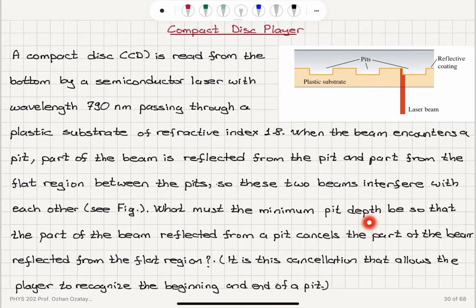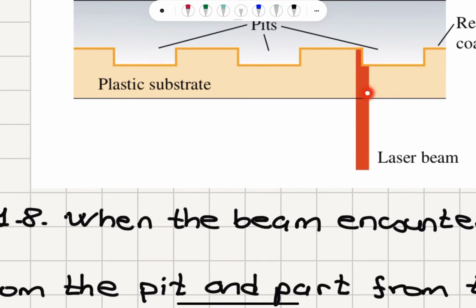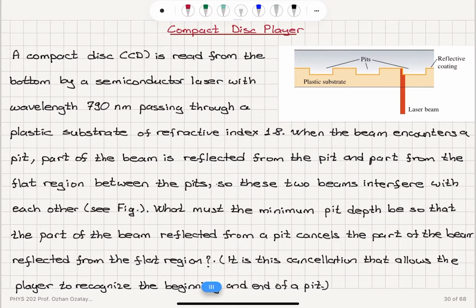What must be the minimum pit depth, d, so that the part of the beam reflected from a pit cancels the part of the beam reflected from the flat region? It is this cancellation that allows the player to recognize the beginning and end of a pit. So we want these two beams, reflecting from the pit and from the flat region, to interfere so that they will produce destructive interference, a minimum.